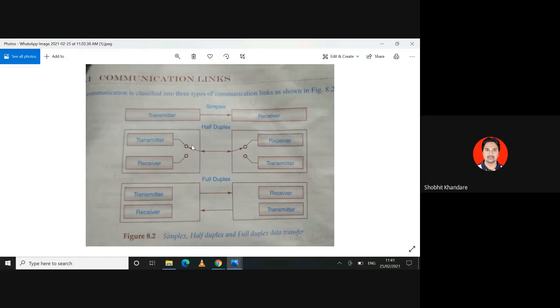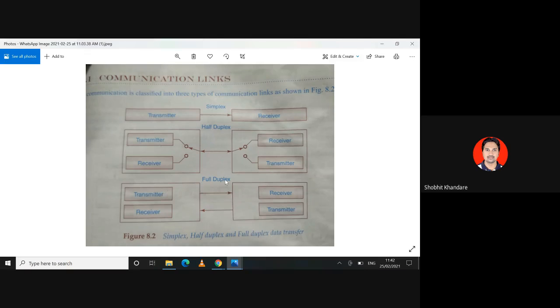Can I say in the half duplex only one can transmit and the other can receive, or the other can transmit and this one can receive. So only half duplex, but that is not the case here, because you have two different links, one link for transmitting and the other link for receiving.